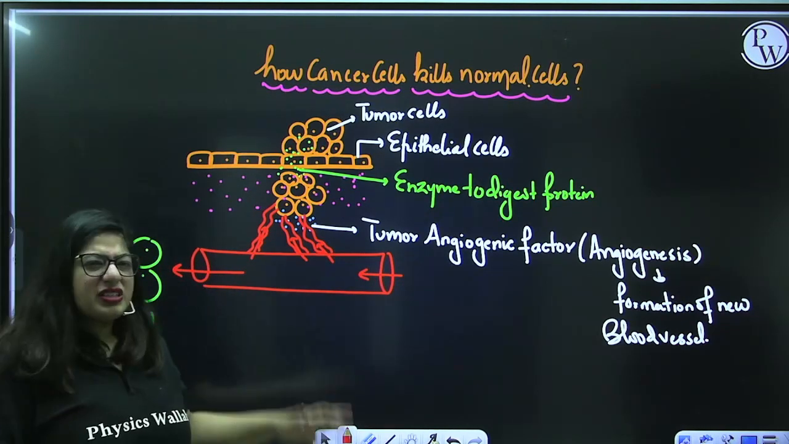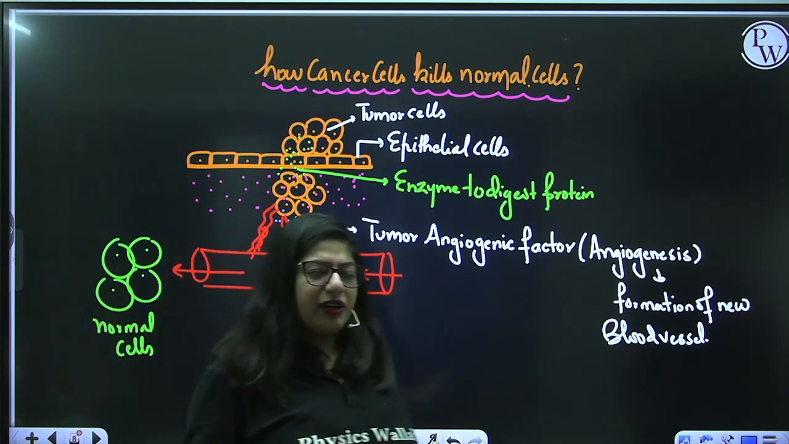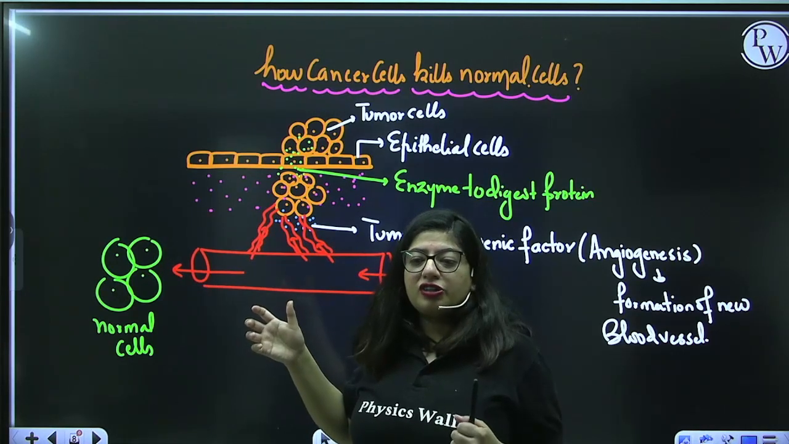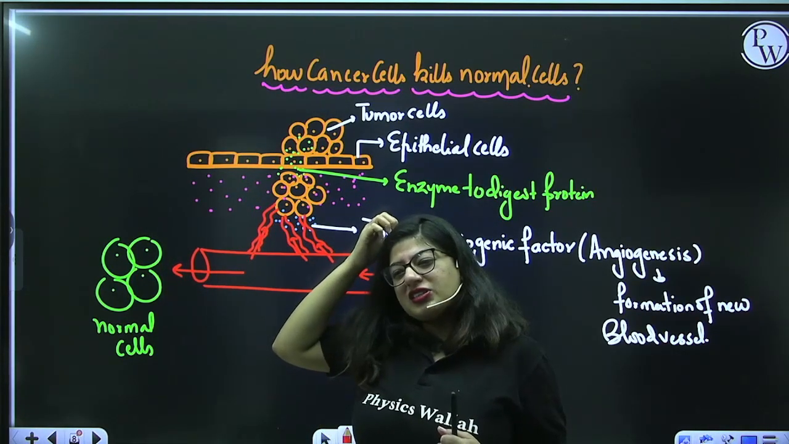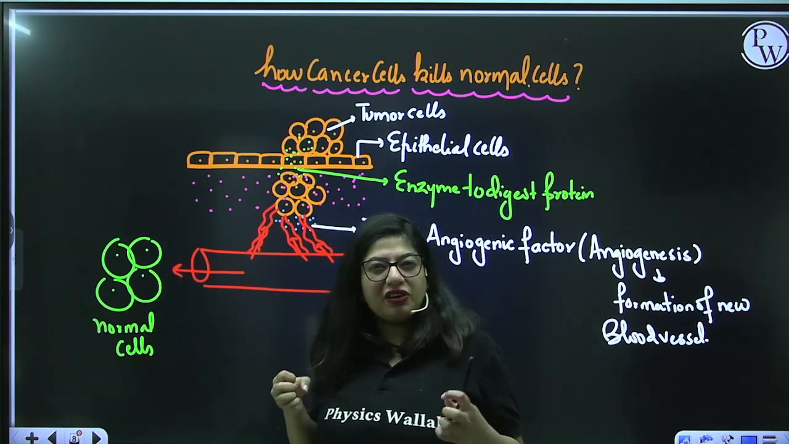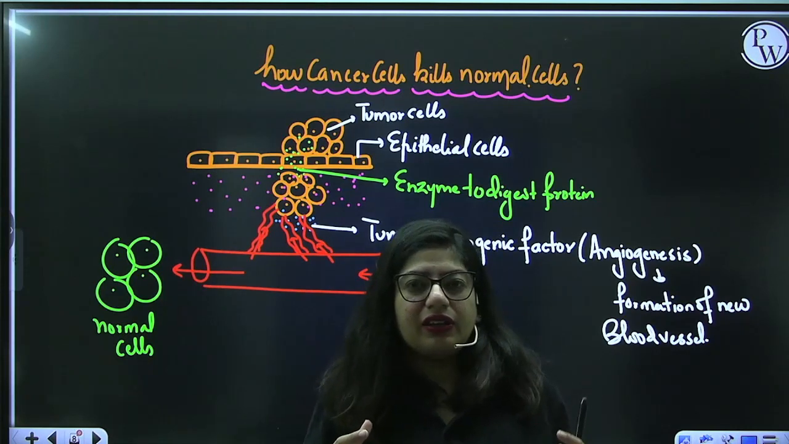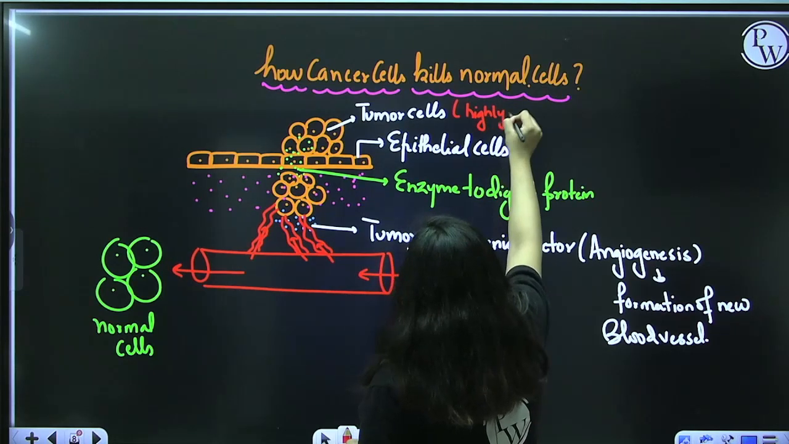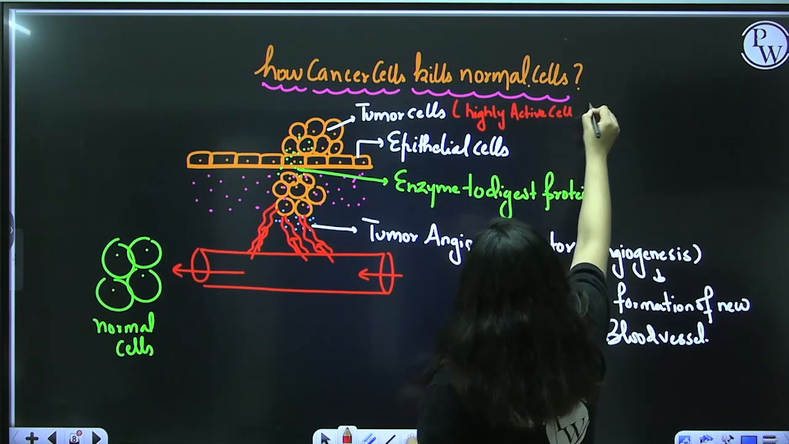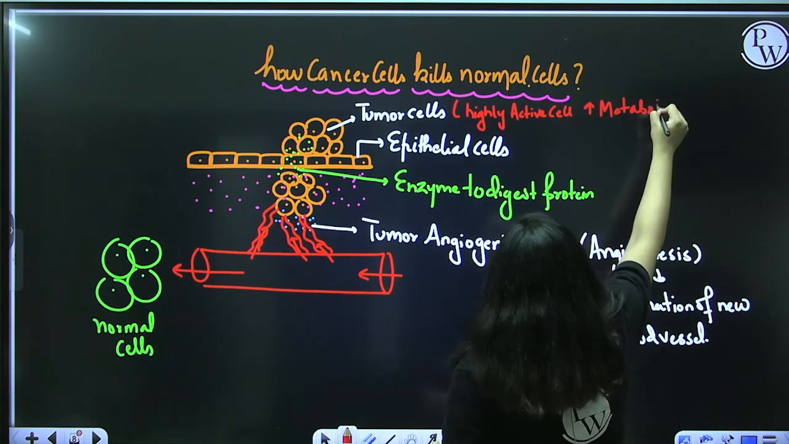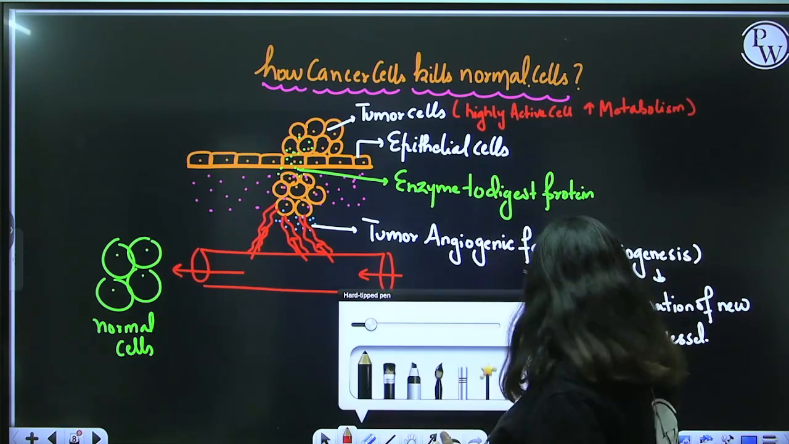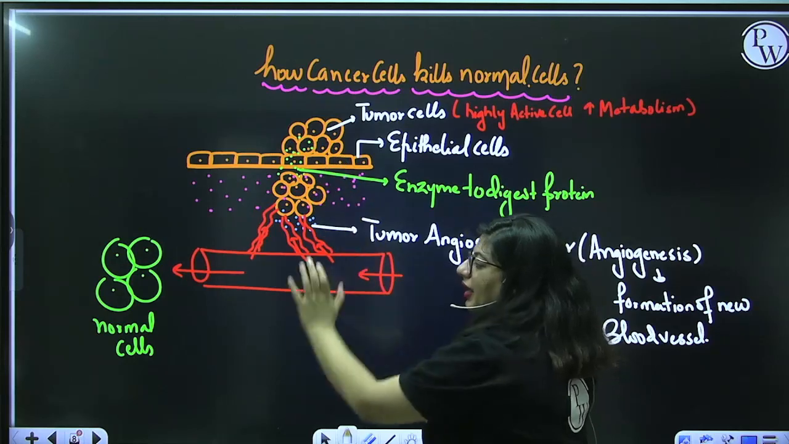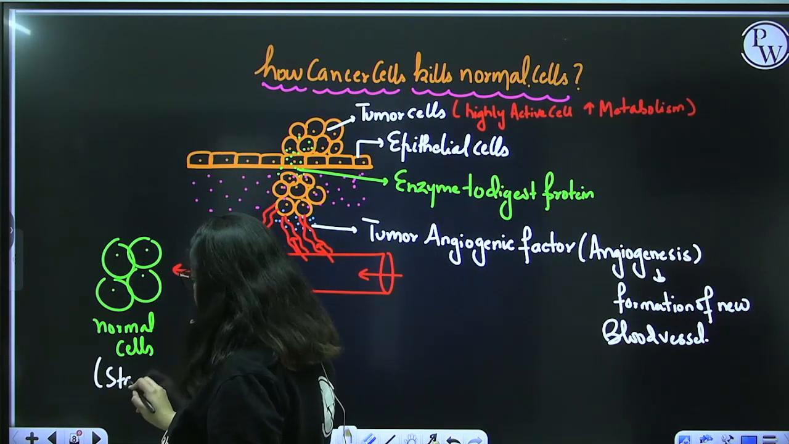Now you must be thinking, ma'am, they're very small, just a few cells. What if they get blood? The other cells are getting it, it's fine. No, they are like, you know, in Hindi we say rakshas, right? Like a monster. They eat so much. These tumor cells are highly active cells. They have high metabolism, so they multiply so fast, they need a lot of food. So all the blood and nutrition from the blood will go to the cancer cells, and these normal cells will starve and die.